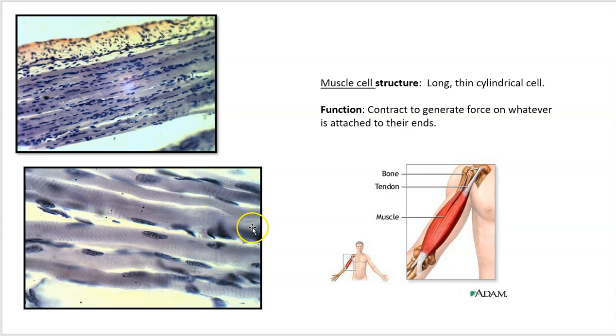Now, when a muscle cell contracts, it just shortens its length. So whatever's attached to it on the end will experience a force. Take a look over here on the right. So here's the muscle. It's attached to some bones, right? And so when the muscle cells contract, it's going to move the limb. So the muscle cell structure is long, thin, cylindrical cell. The function, contract to generate force on whatever is attached to their ends.